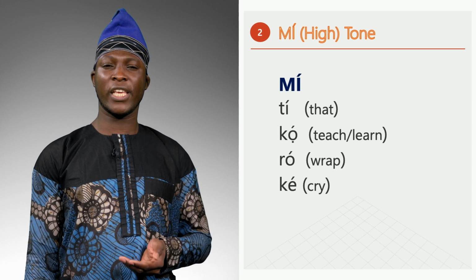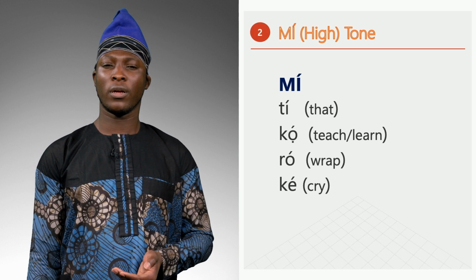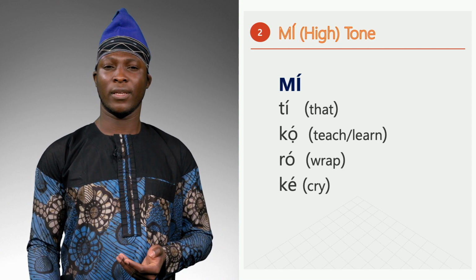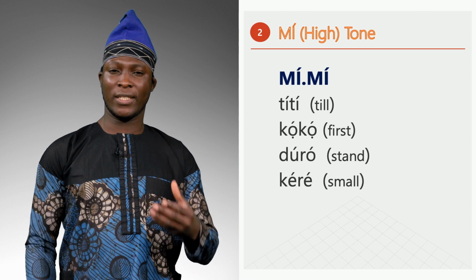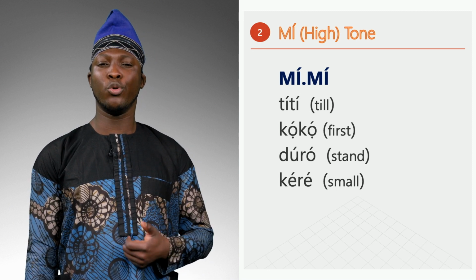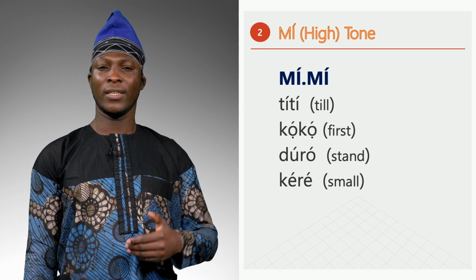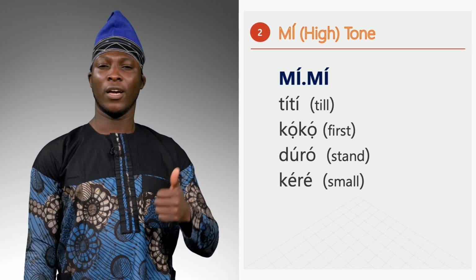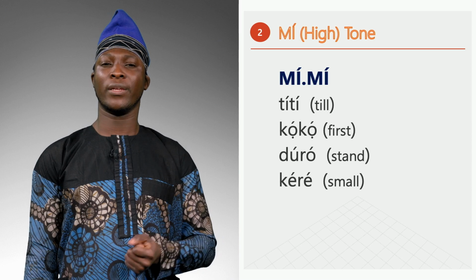Again. Ti, ko, ro, ke. The high tone can also occur in bisyllabic words. These bisyllabic words are titi, koko, duro, kere. Again, titi, koko, duro, kere.